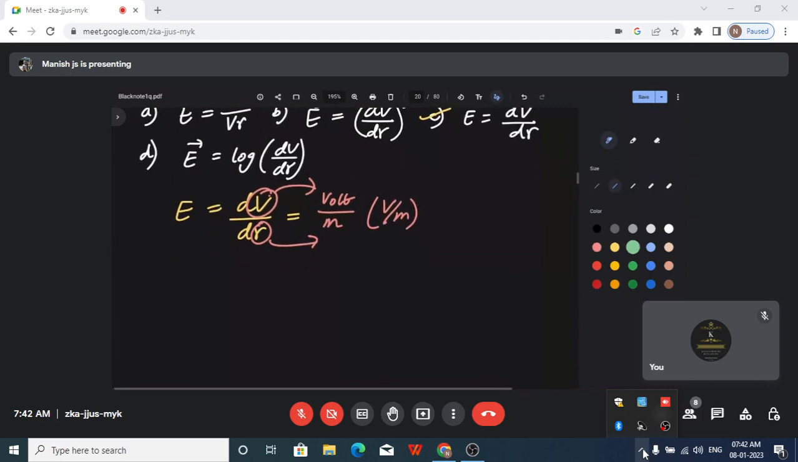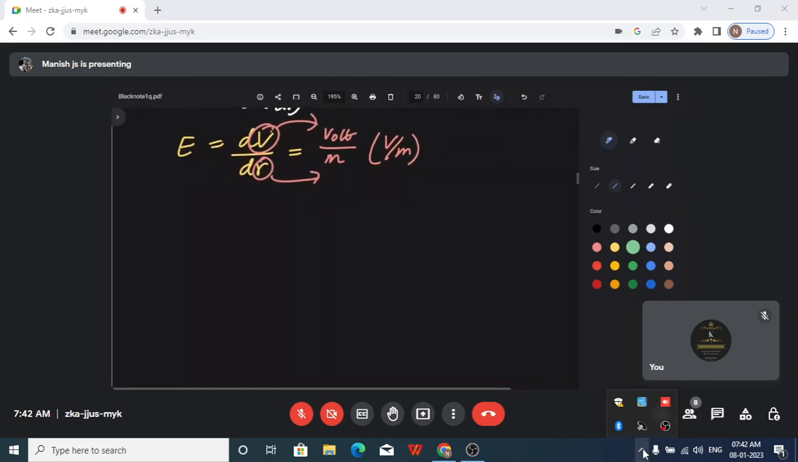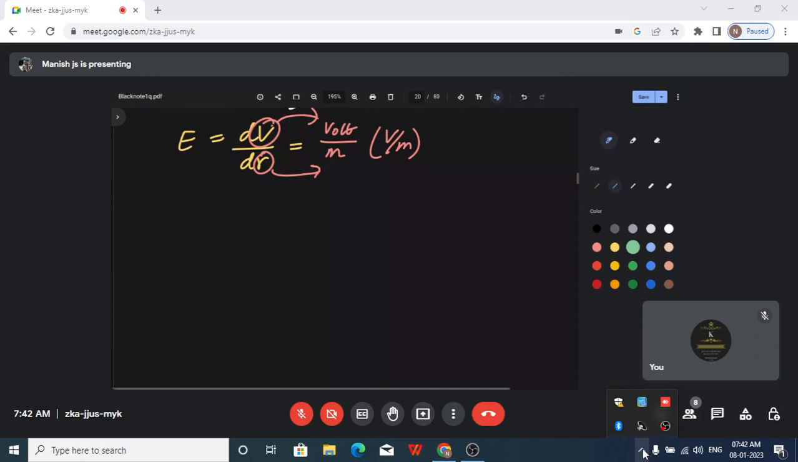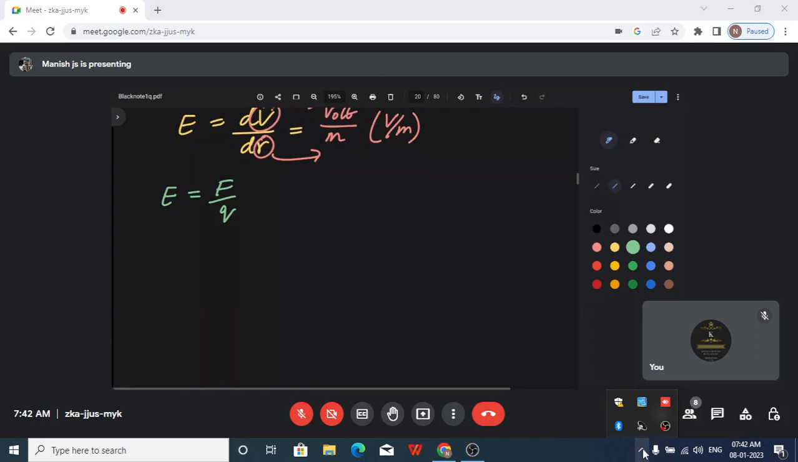So is volt per meter the only unit of electric field? Apart from that, don't we have any other units? Newton per coulomb. Yes, how do we understand that that is also a unit? Based on one more formula. Can you tell me what is the other formula? Electric field equal to F by Q. Yes, E is equal to F upon Q. F is equal to QE. Perfect. So the force acting per unit charge is what we call the electric field.